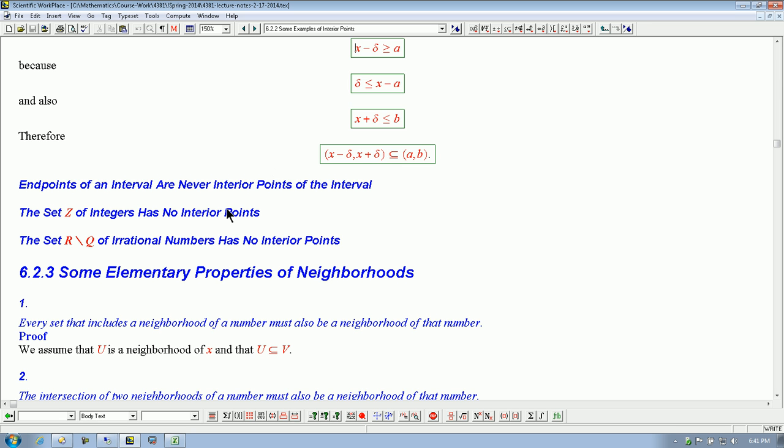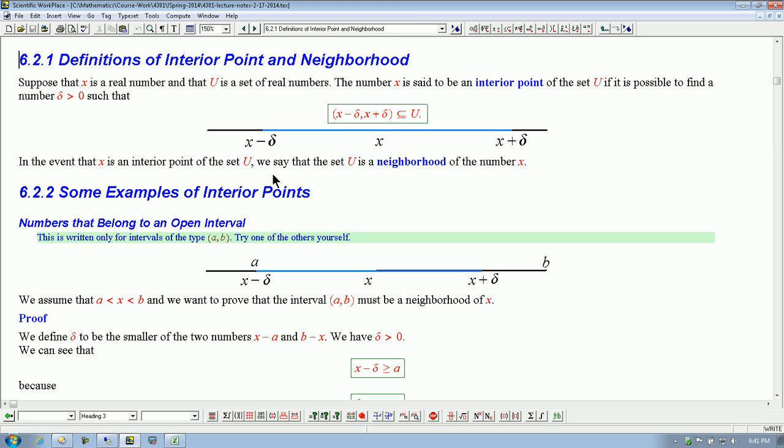Endpoints of an interval are never interior points of the interval. Please don't think that all we're interested in is intervals. But as far as intervals are concerned, points in an interval that are not endpoints are always interior points. And I did it for the case in which the interval runs from A to B. What would you do for the case in which the interval runs from A to infinity? It's the set of all numbers greater than A. And you've got a number x in there.